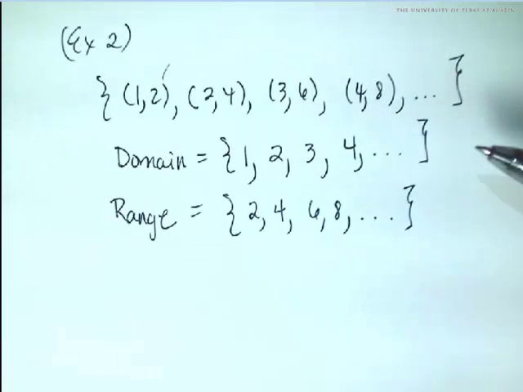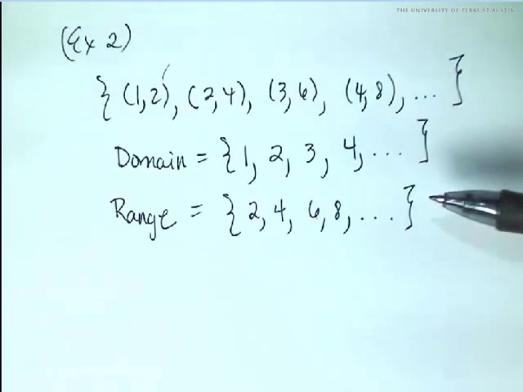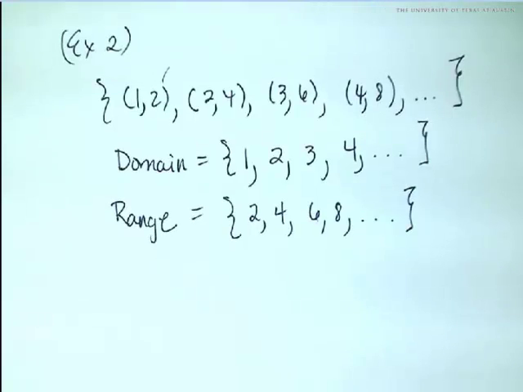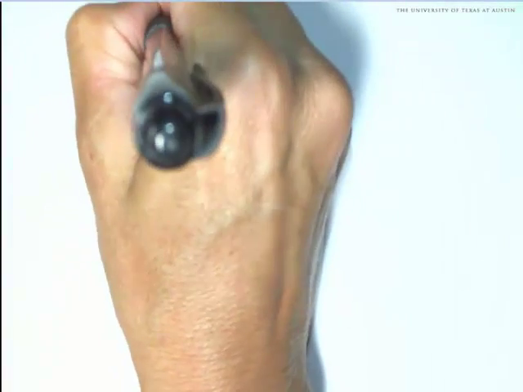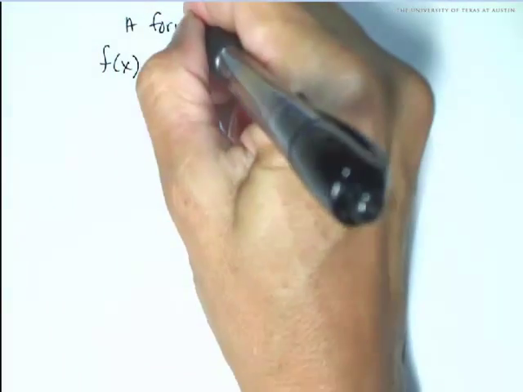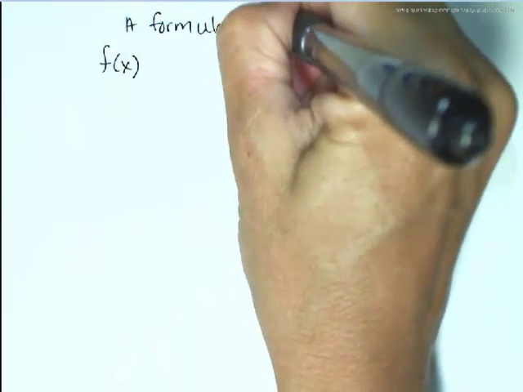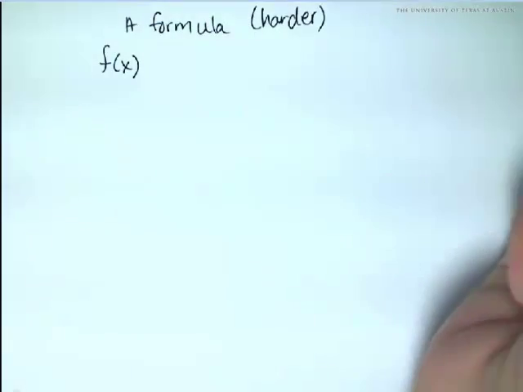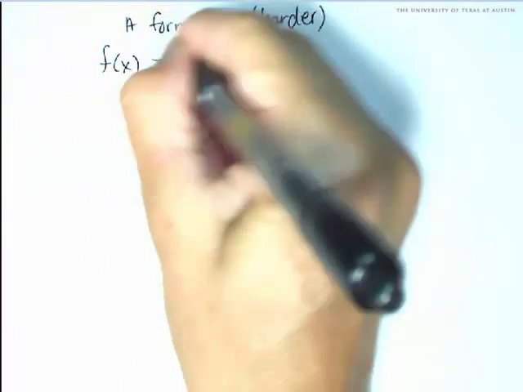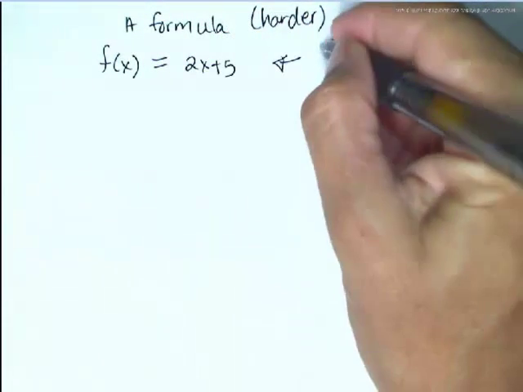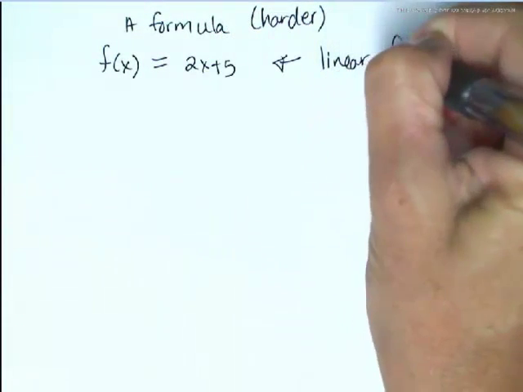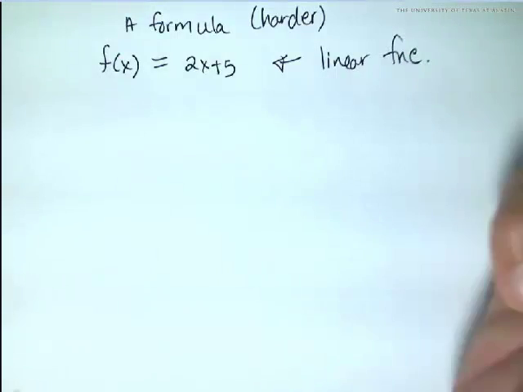So given a set of ordered pairs, it's not too difficult to find the associated domain and range. We're usually not given it in that form. Often, or usually, we are given a formula, which is a bit harder. Okay, so let's look at an example. f of x equals 2x plus 5. This is an example of a linear function and should be familiar to you.